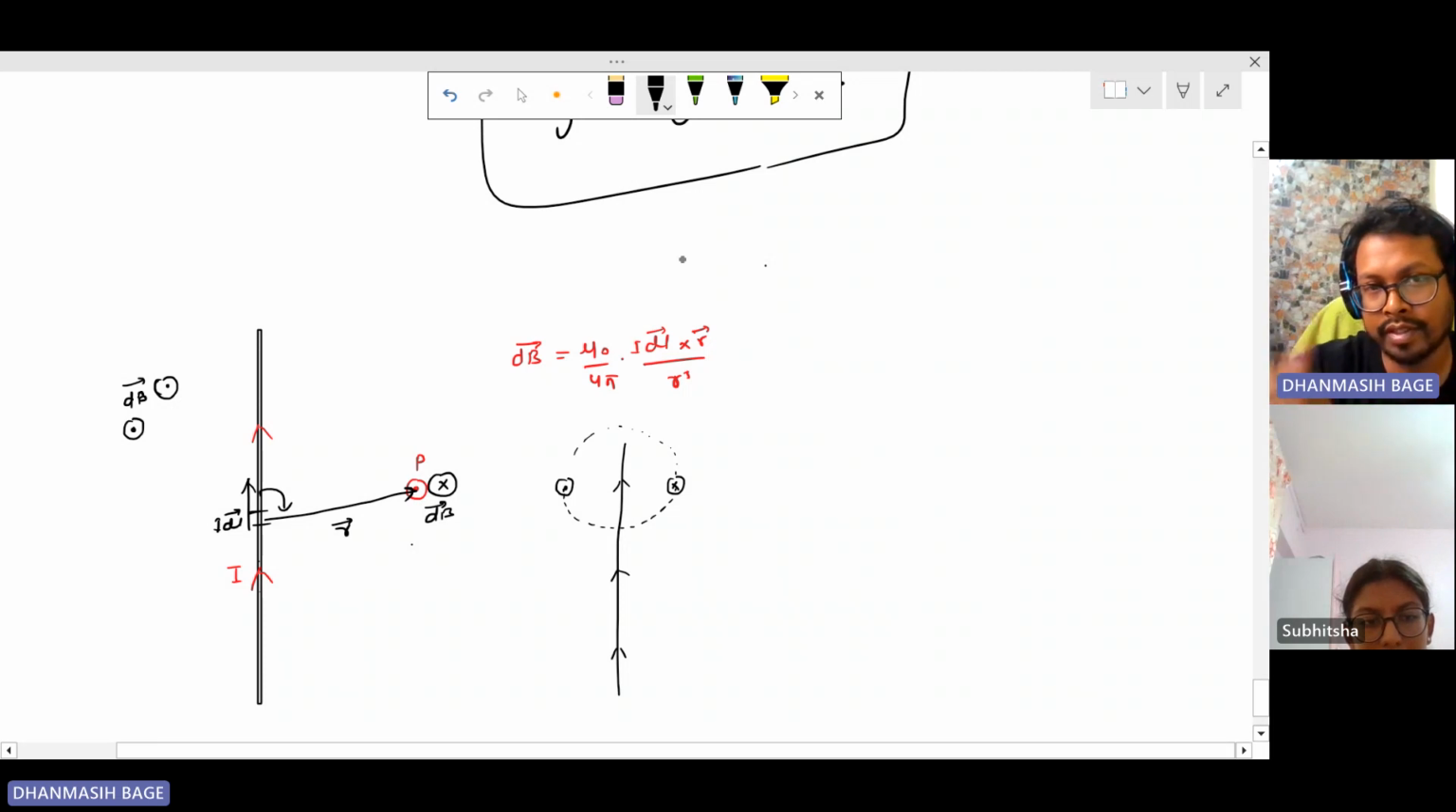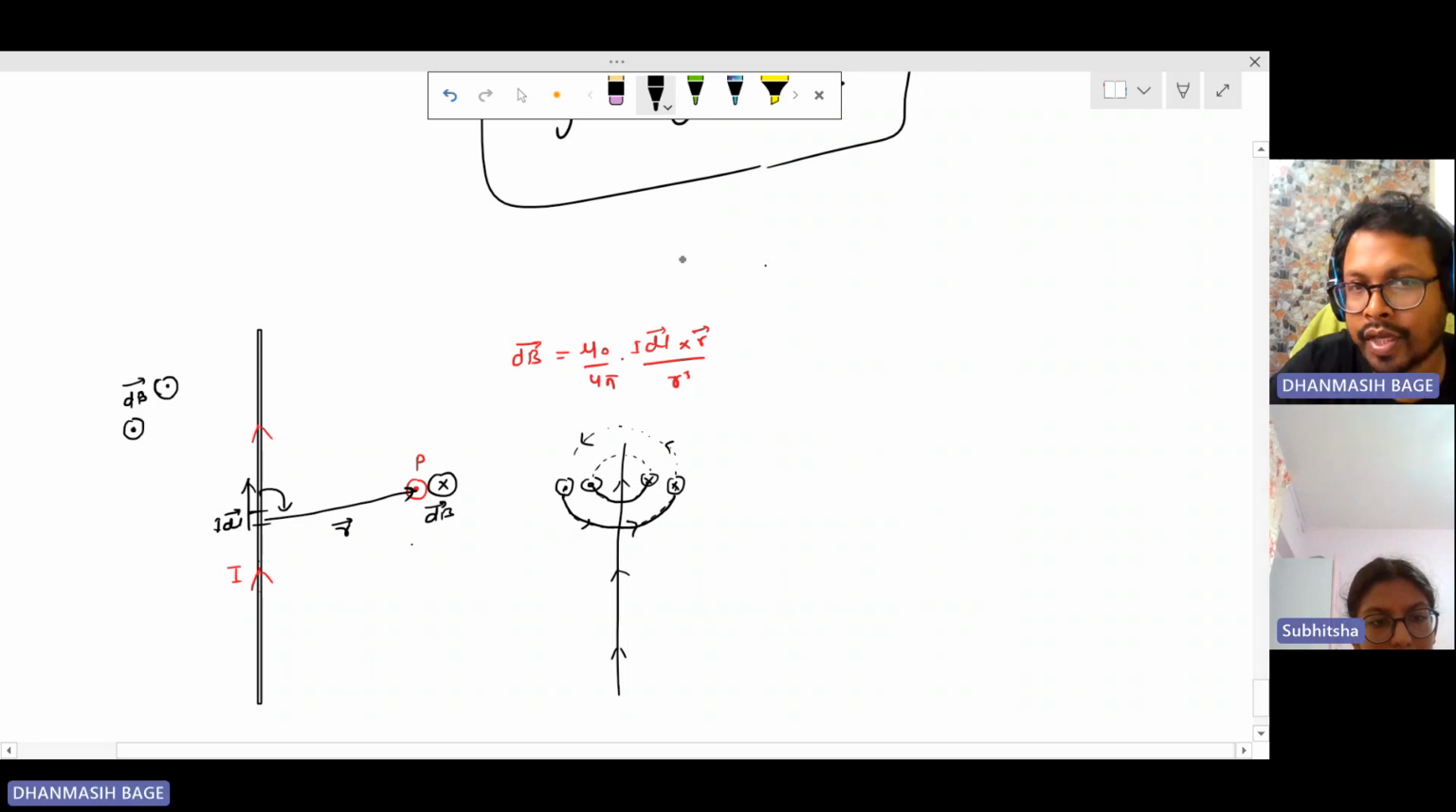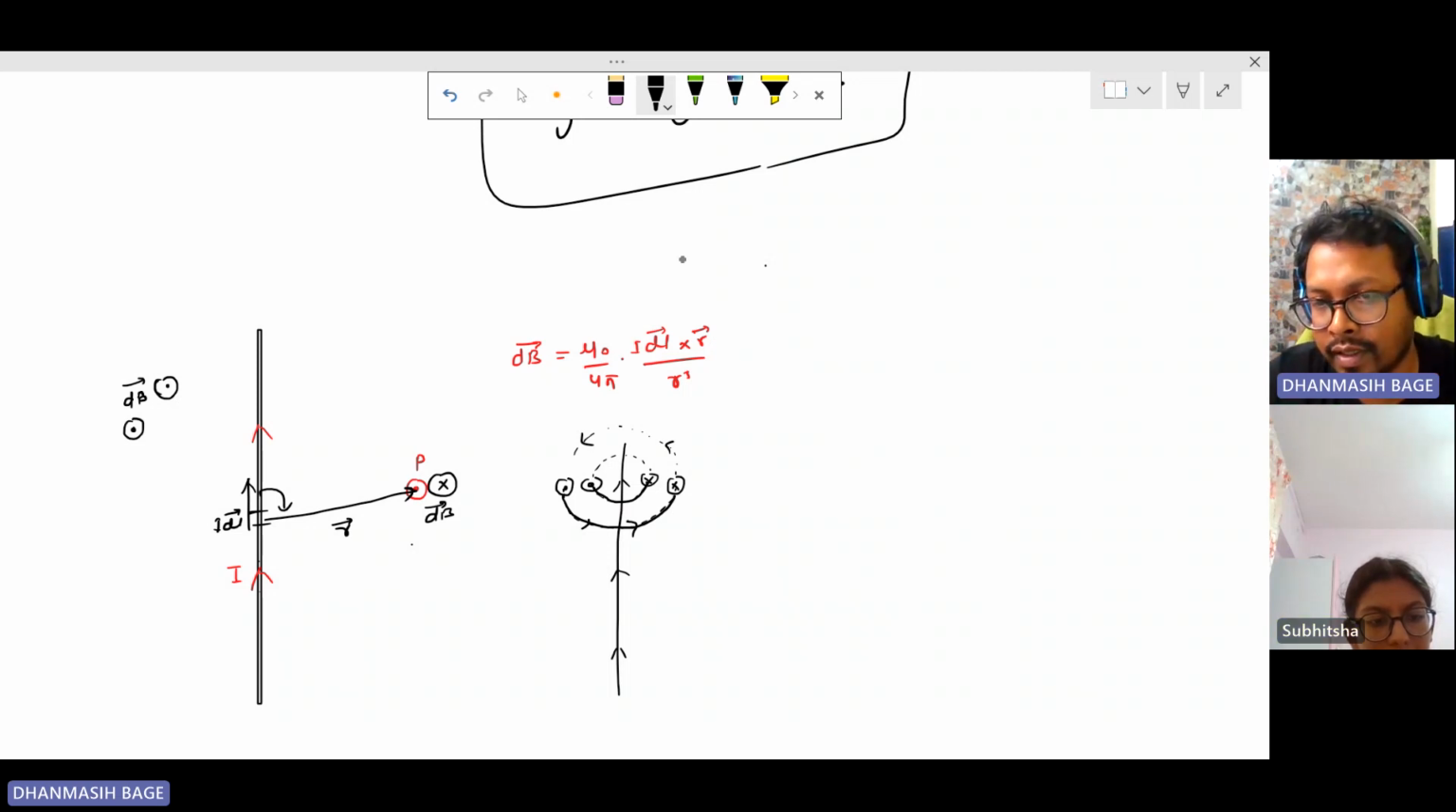If you apply the right hand thumb rule, just see this. Is it not the magnetic field line, a concentric circle? It is always the case whenever you're doing this. Did you get this point? What I'm trying to say? Magnetic field lines are something like this. So on one side, the magnetic field line is into the screen. On the other side, it is out of the screen.